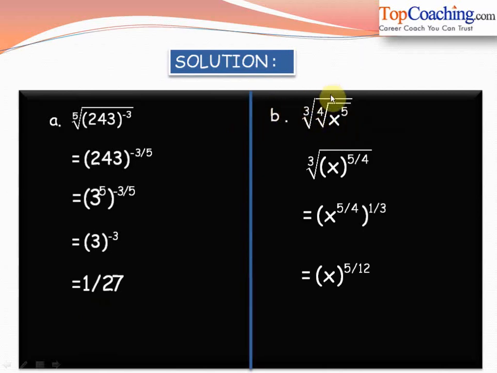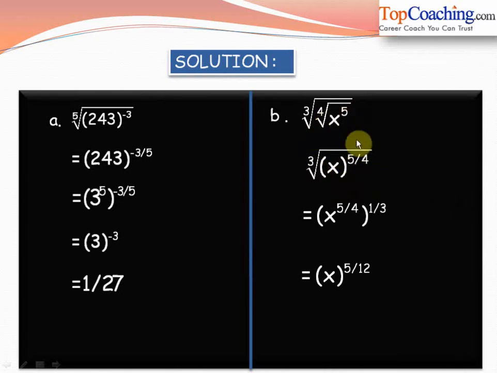Now the b part is the third root of the fourth root of x to the power of 5. Now this expression is nothing but equal to x to the power of 5 by 4, as the fourth root could be written as 1 by 4, and what we get is third root of x to the power of 5 by 4.